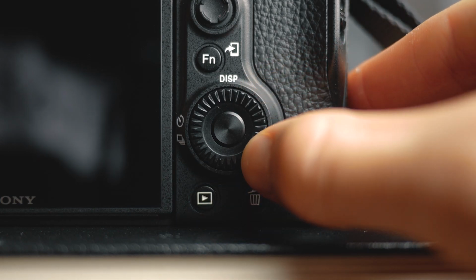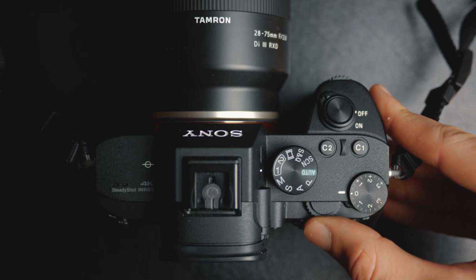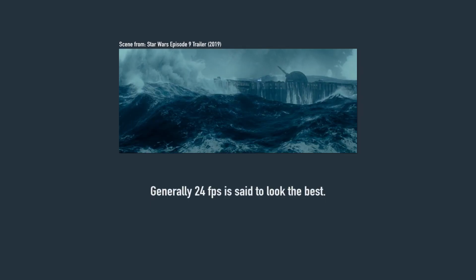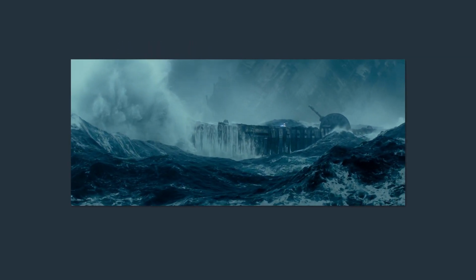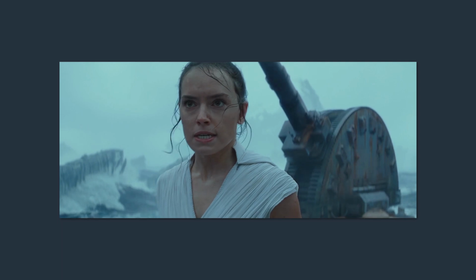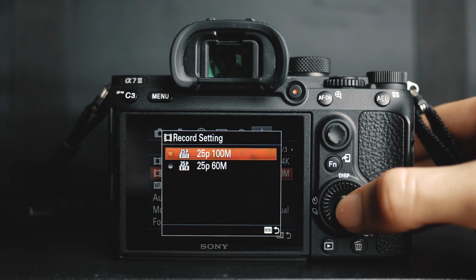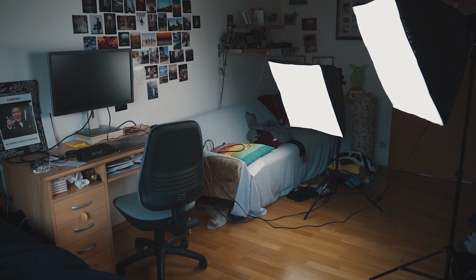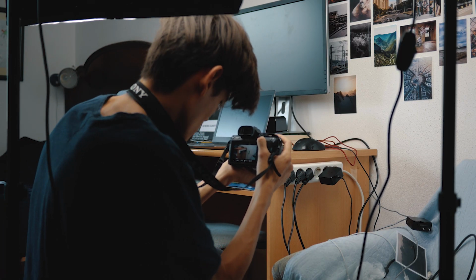So when choosing your frame rate, you already need to know what frame rate the final video is going to be. I personally don't like the look of 30 FPS footage. Generally, 24 FPS is said to look the best, which probably is due to us being used to seeing beautiful cinematography from Hollywood in the theaters at 24 FPS. For that reason, I shoot at 25 FPS, which is close enough. When I shoot my YouTube videos, I know that these will be exported and uploaded at 25 frames per second.